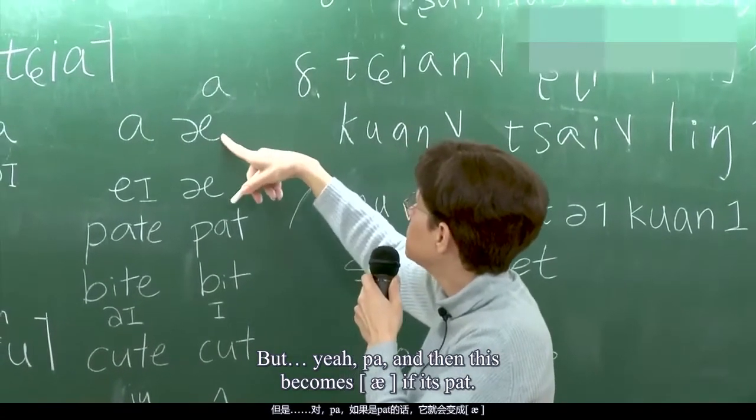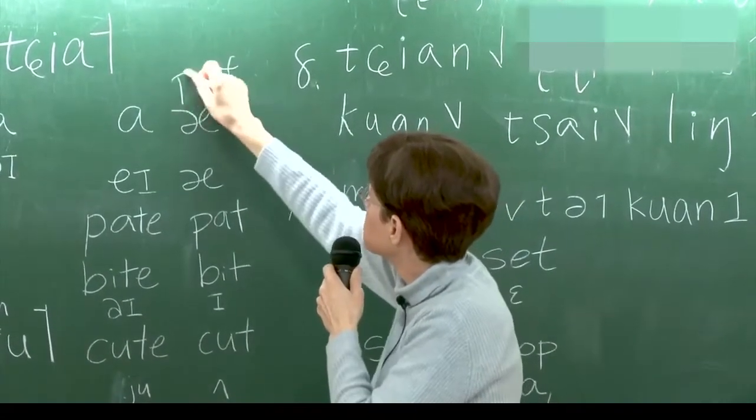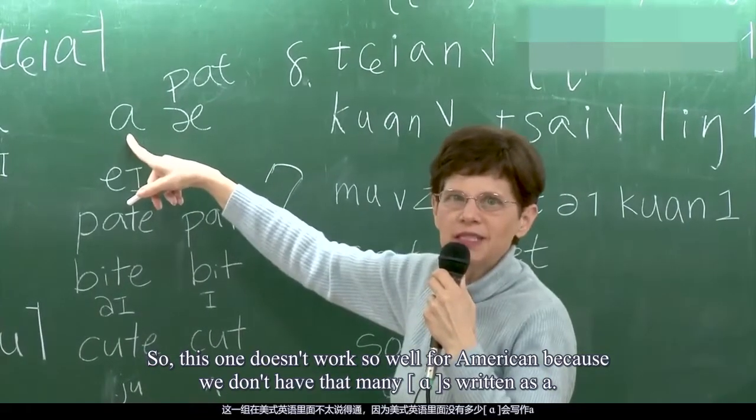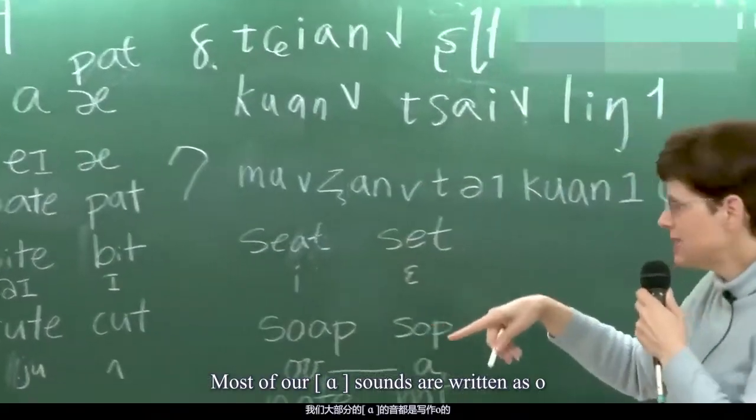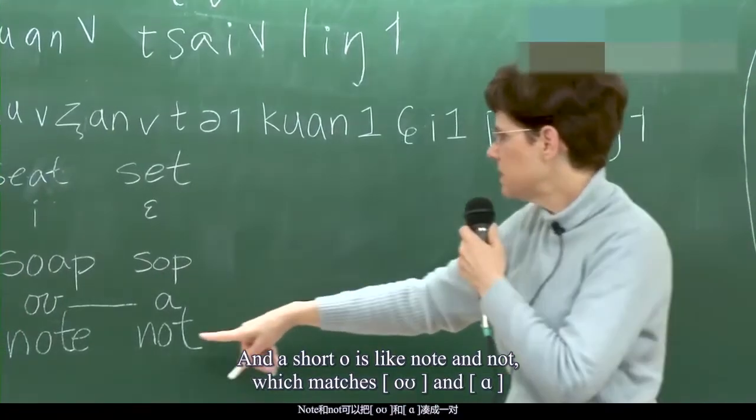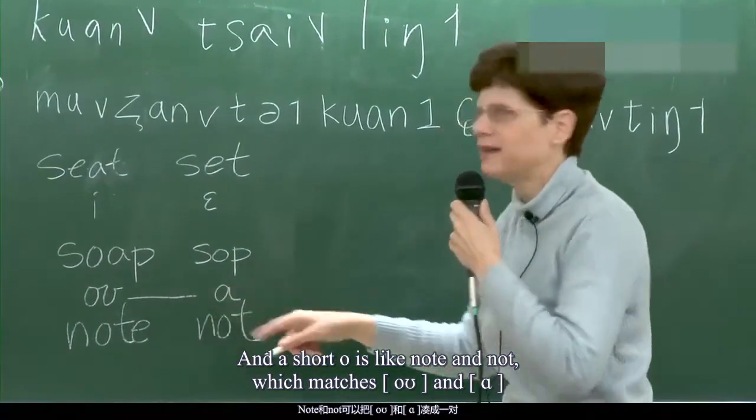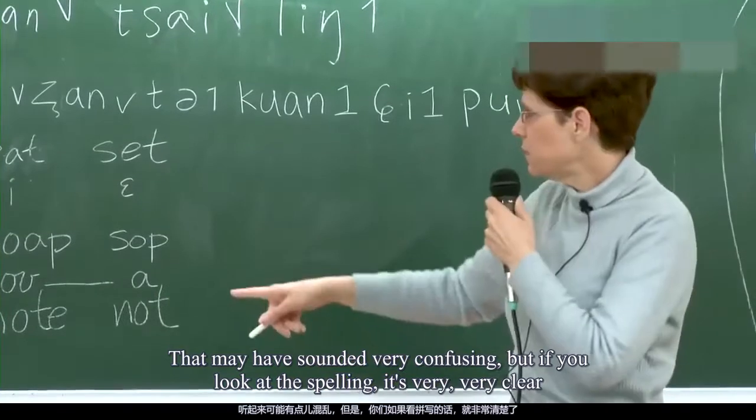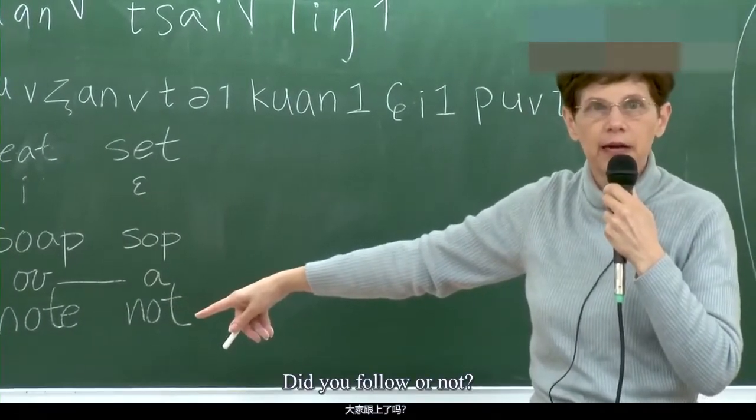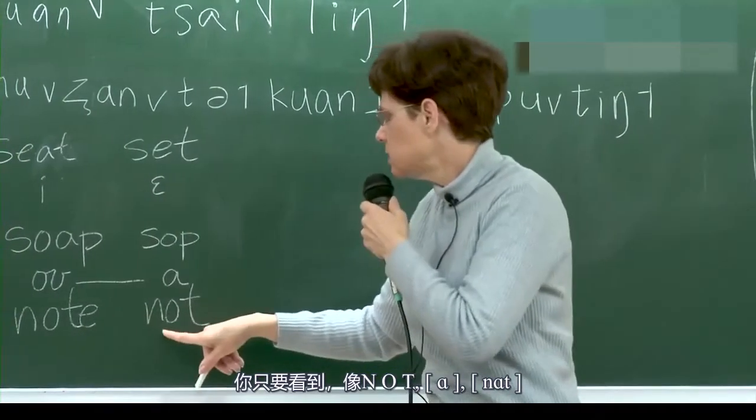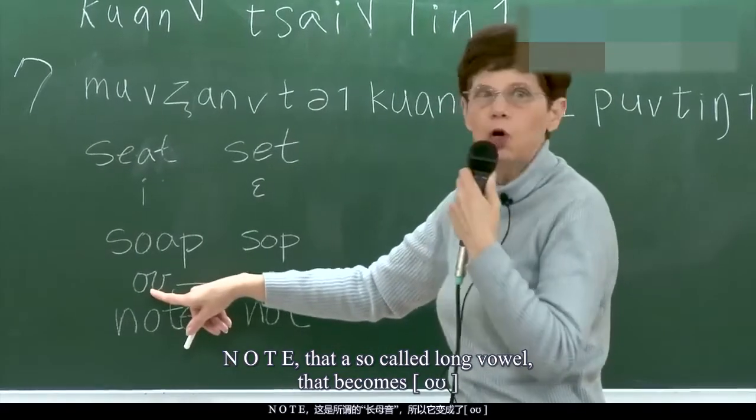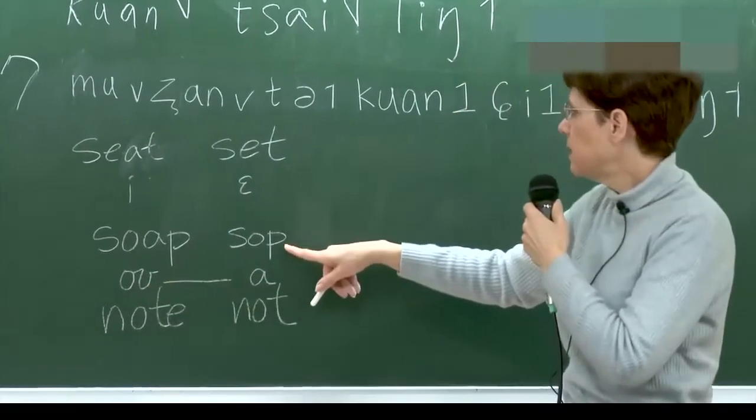Pa, and then this becomes ah if it's pat. So this one doesn't work so well for American because we don't have that many ahs written as A. Most of our ah sounds are written as O. And in our minds, that's a short O. And a short O is like note and not, which matches O and ah. Now that may have sounded very confusing, but if you look at the spelling, it's very, very clear. 可以吗? Did you follow or not? 你只要看到像 not, ah, not. Note, that's a so-called long vowel. That becomes O. All right?